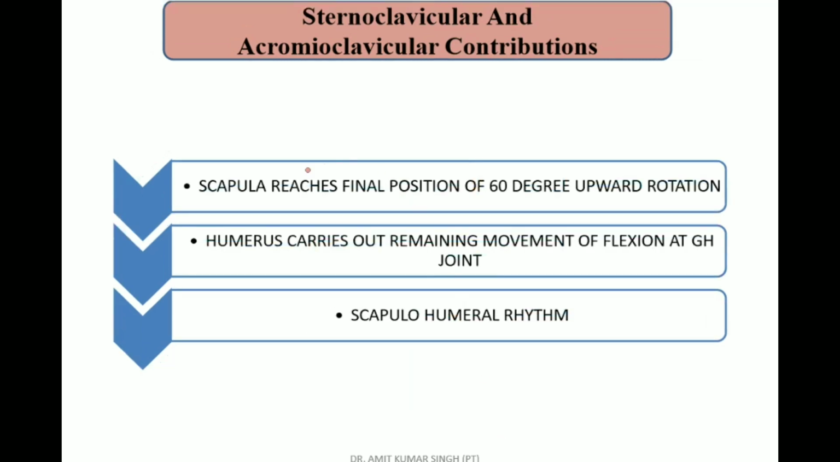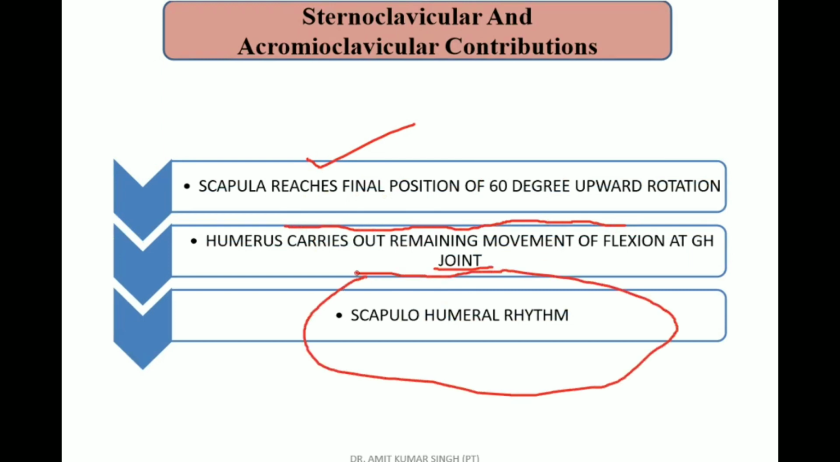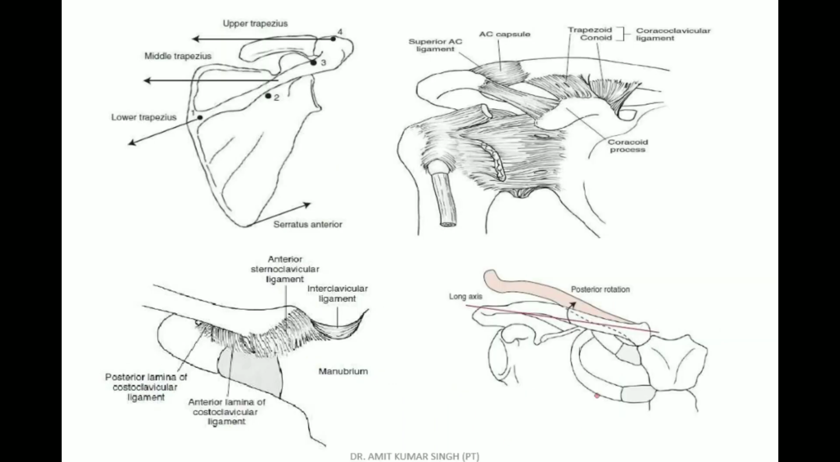In this way, the scapula reaches the final position of 60 degrees of upward rotation, and after that the humerus carries out the remaining movement of flexion at the glenohumeral joint. So this is termed scapulohumeral rhythm. Now let us see this scapulohumeral rhythm, what I have shown you in the flow chart, and how the contribution is provided by the joints. That we will discuss here.